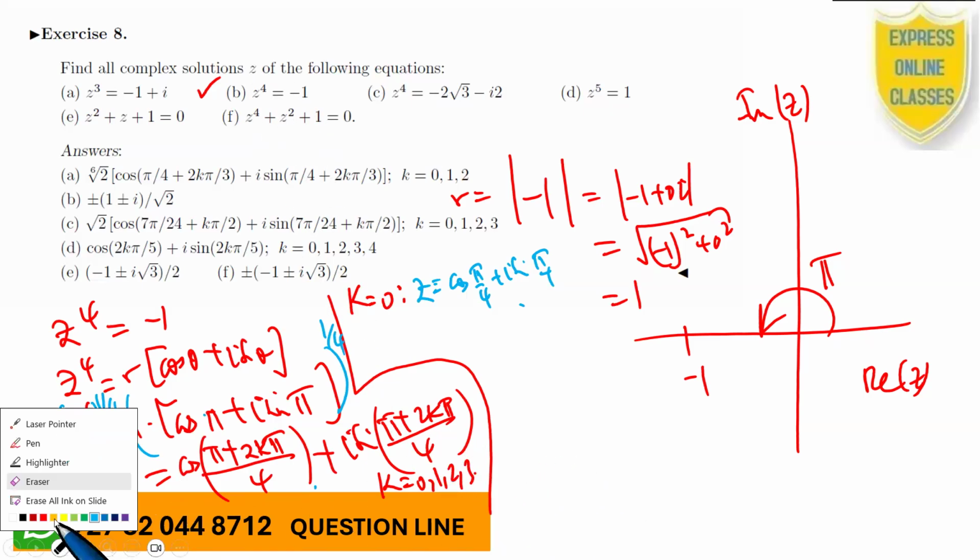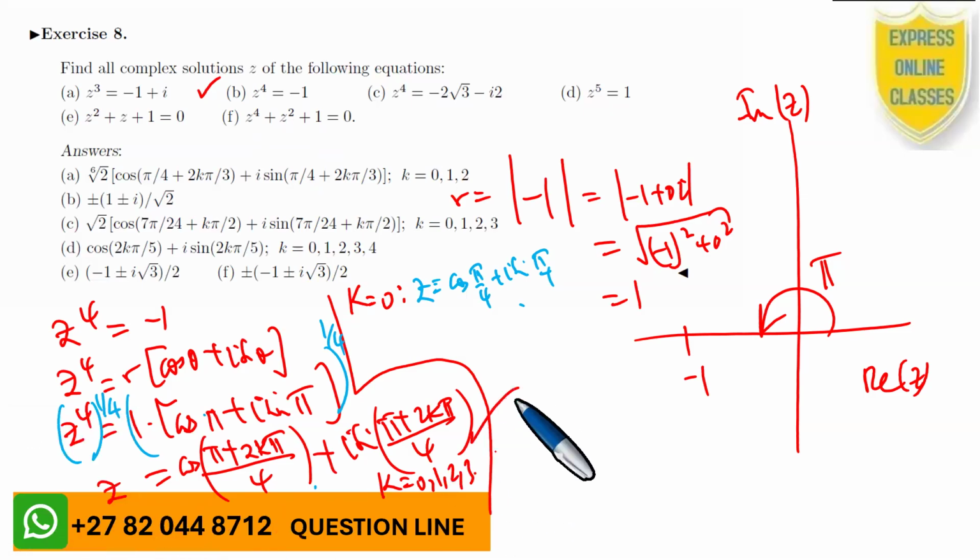These become the complex what? These become the complex solutions. The rest of the things are the same, same thing.